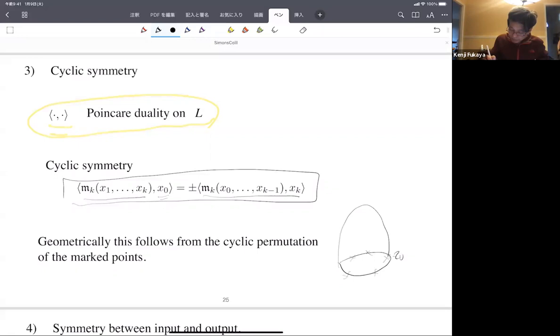And you can take permutations of marked points. And this cyclic symmetry you can observe follows exactly from the permutation of the marked points. So as I said before, geometrically, this kind of symmetry is obvious. And also these axioms and unitarity are all, in a sense, obvious if you just think very frankly and casually. So this is something expected.